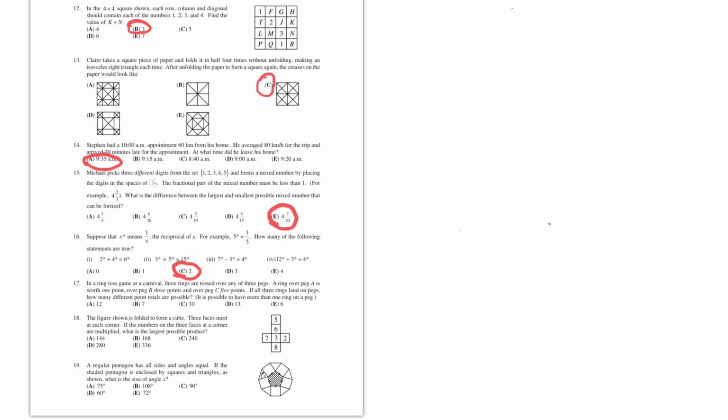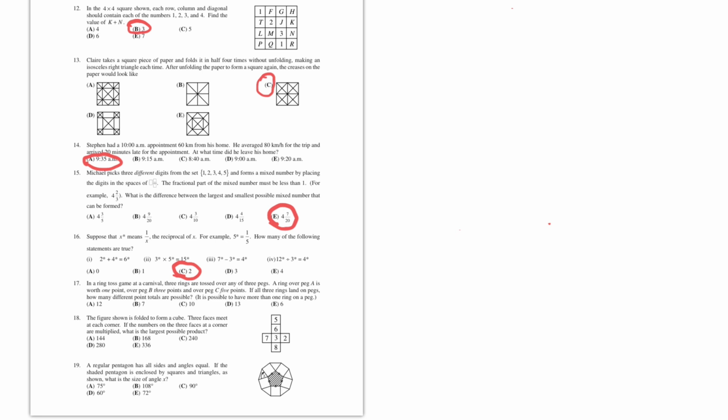Question 19. In the ring toss game at a carnival, 3 rings are tossed over any of 3 pegs. A ring over peg A is worth 1 point, over peg B 3 points, and over peg C 5 points. If all 3 rings land on the pegs, how many different totals are possible? How many different point totals?